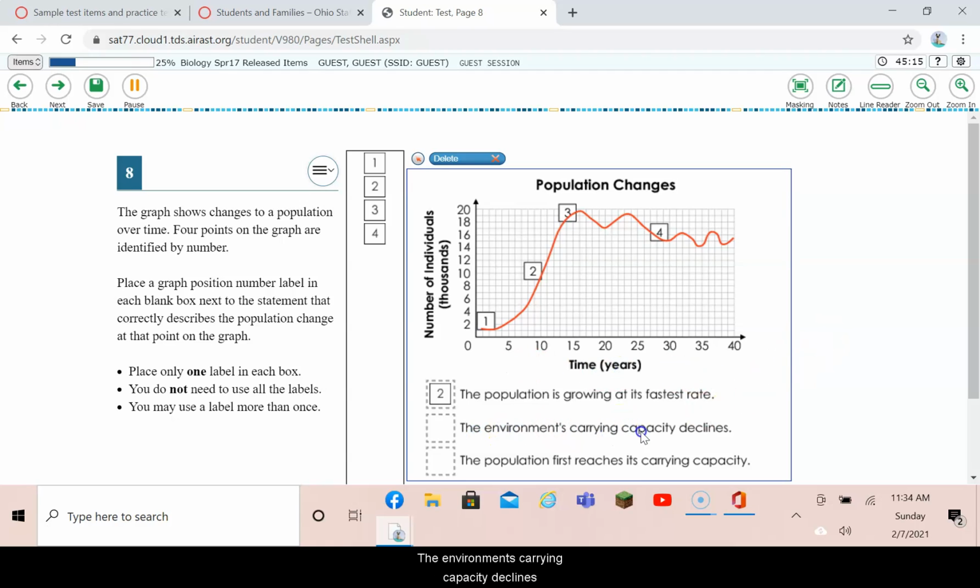The environment's carrying capacity declines. Well, here's the carrying capacity, where we start getting limitations on our food and our shelter. But at 4, that carrying capacity is starting to decline. So we'll put 4 here. And finally, the population first reaches its carrying capacity. Well, there's the carrying capacity, and that's 3. Okay? Not hard. Just be able to read the graph and use common sense, and you'll do just fine on a question like this.